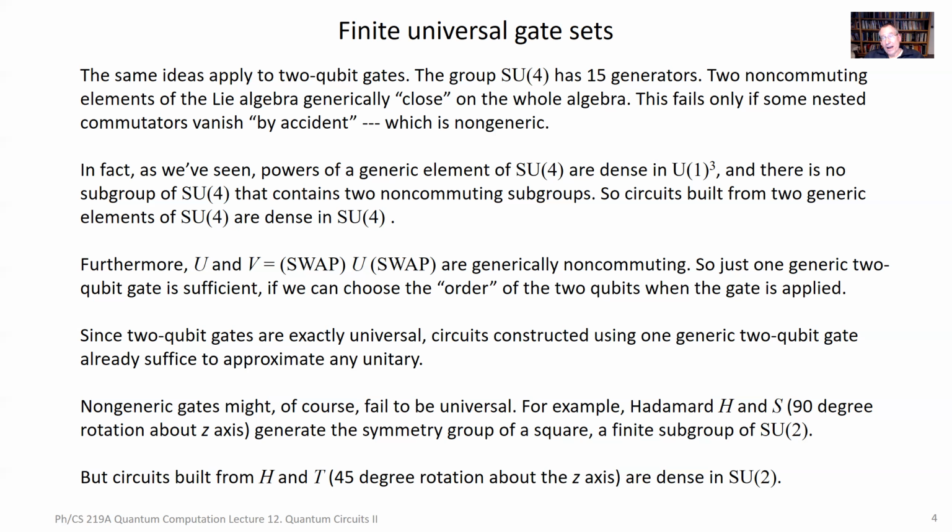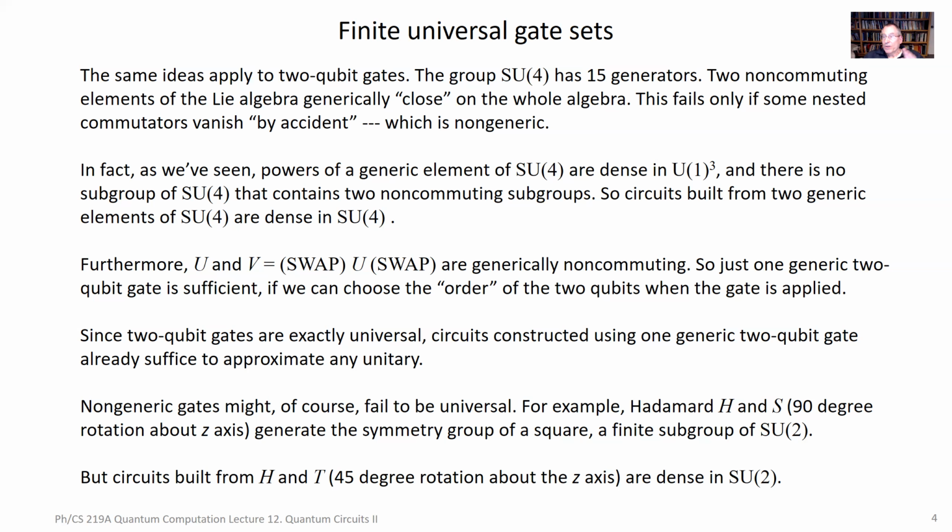In fact, the finite non-abelian subgroups of SU2 are all well known. They're the symmetries of the so-called Platonic solids, the regular solids in 3 dimensions, the square and the octahedron. And we can also consider the dodecahedron and the icosahedron, which are also a dual pair. And that's it. There's also the group of the tetrahedron, of course, but if your non-commuting gates don't close on the symmetry group of one of those Platonic solids, it's going to be dense in SU2, okay?